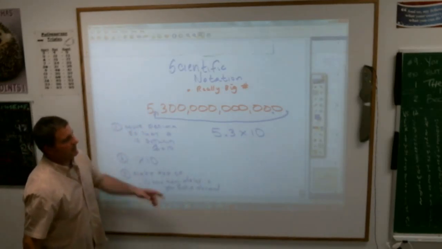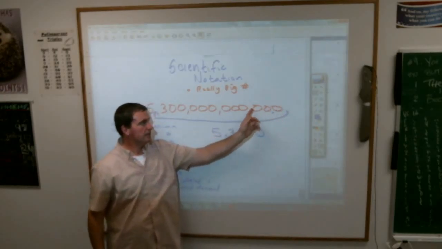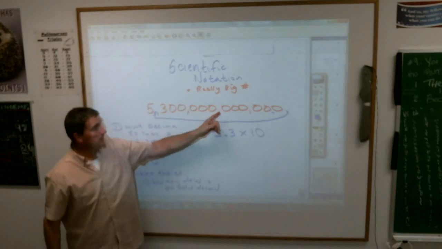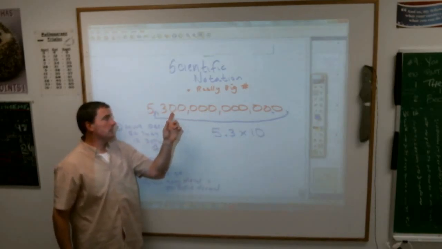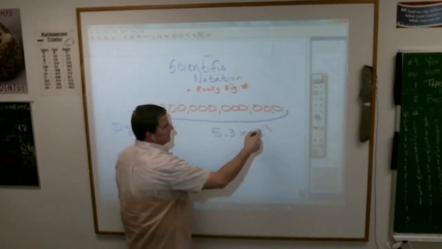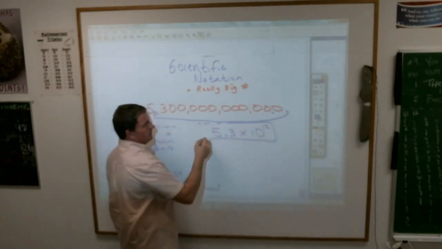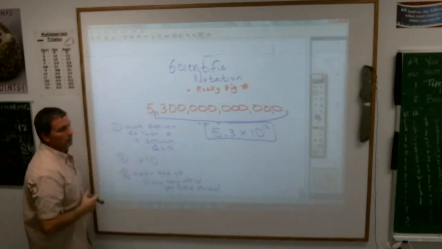Okay, which means if I started here, and it's a good thing I have commas, because each comma tells me I moved it 3 places. 3 places, 6 places, 9 places, 10, 11, I moved the decimal 12 places. That's the exponent that goes above 10, and this is in scientific notation.